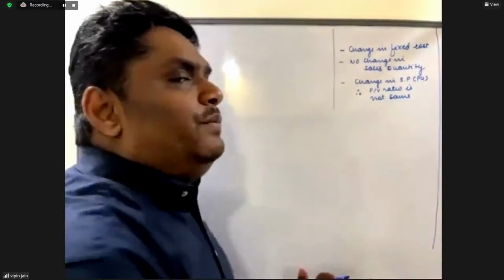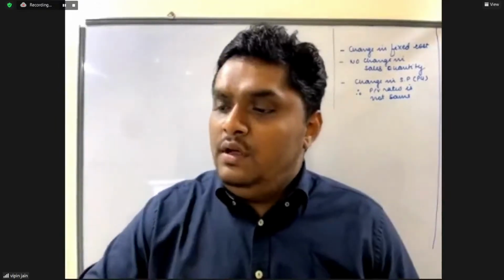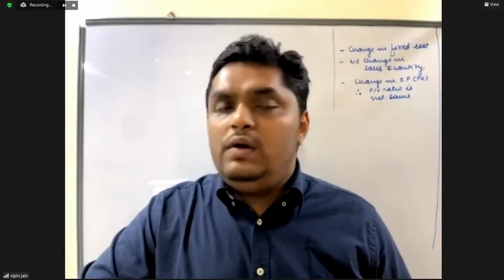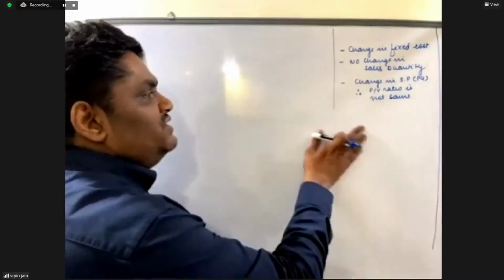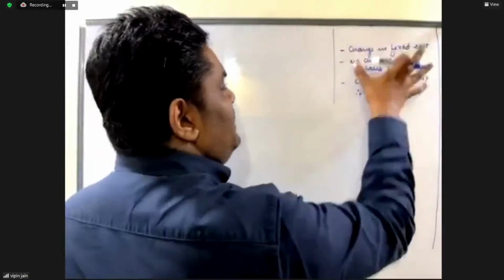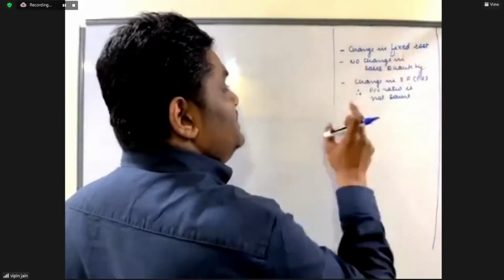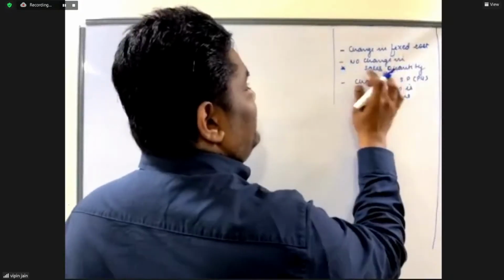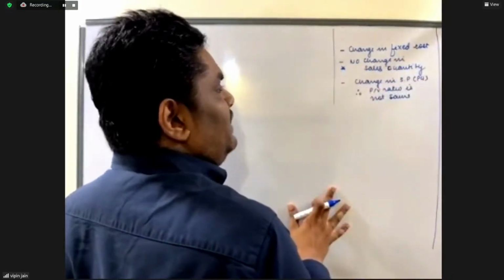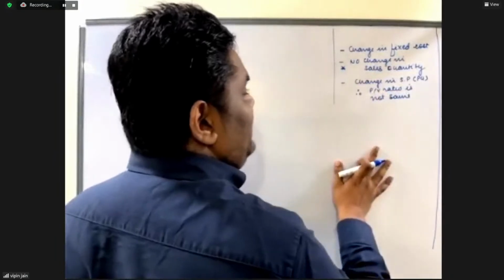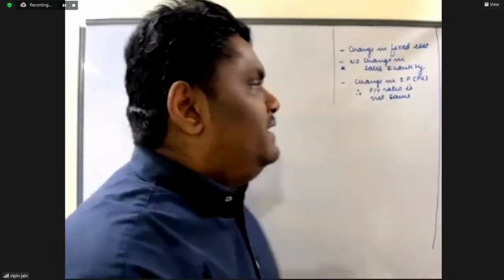So this is the information that is given in the question. Now, the question is how to calculate the sales. So this question is very easy if you follow the instructions that are given in the question. These are the 3 important points. The first point is there is a change in fixed cost. Second point, the most important point, that there is no change in sales quantity. Further, there is a change in selling price per unit. That's why the PV ratio is changing.